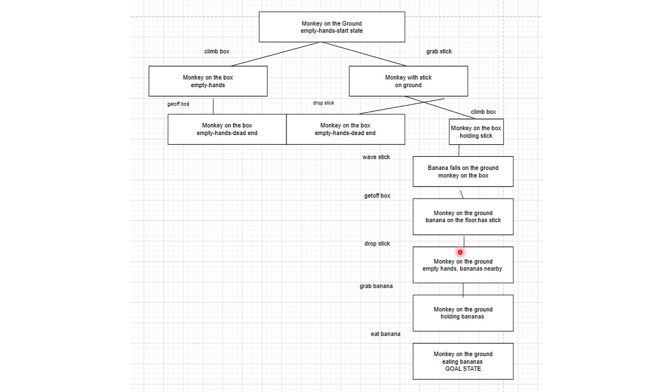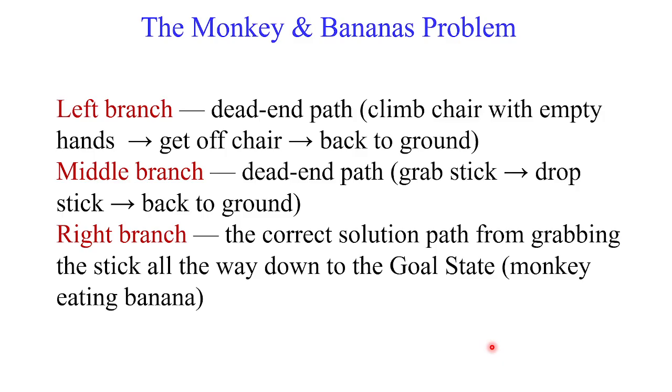Each step satisfies the preconditions for the next step. Each step changes the state of the world so that it goes to the goal state or the next possible state. So we discussed 3 branches. The left branch led to a dead end path: climb the box with empty hands, get off the box, back to the ground. The middle branch was a dead end path: grab stick, drop stick, go back to the ground. This right branch was essentially the solution.